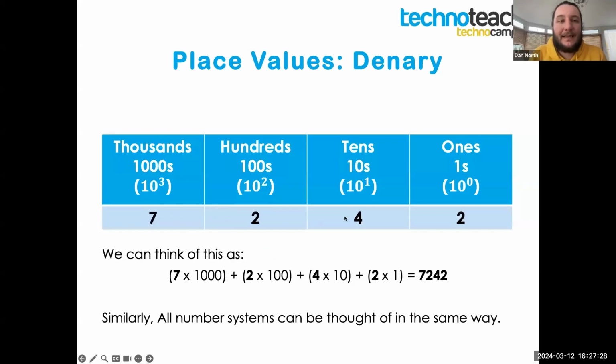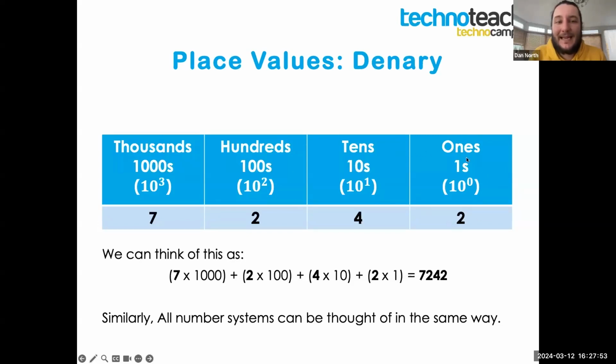Now, in denary, in decimal, we have 10 different values, 10 different numbers, symbols that we could place in the ones category. 0, 1, 2, 3, 4, 5, 6, 7, 8, 9. We have 10 that could go in the tens, 10 that can go in the hundreds, 10 that can go in the thousands. So each time we are multiplying by 10.